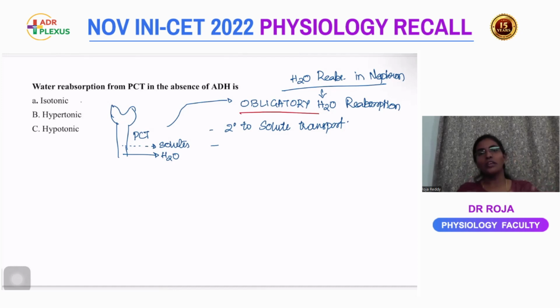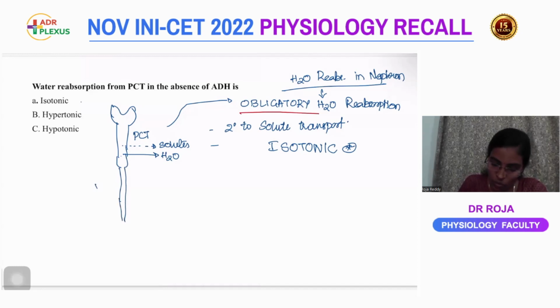Hence, both solutes and water are being carried away. So the fluid over here will be isotonic. The composition of the fluid which is exiting from the PCT will be isotonic. And the fluid which is reabsorbed at the level of the PCT is also isotonic, because both solutes and the solvent are getting reabsorbed. So the reabsorption is isotonic. Now this isotonic fluid is entering into the descending limb of loop of Henle.